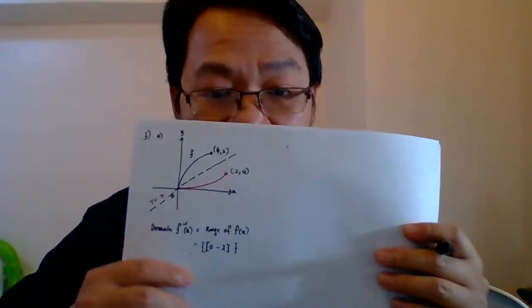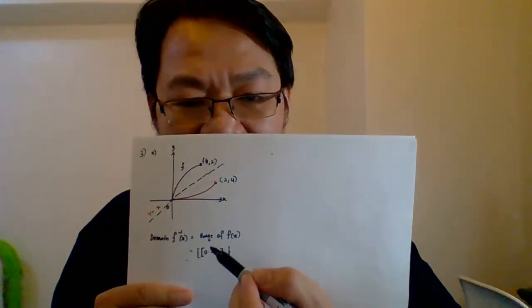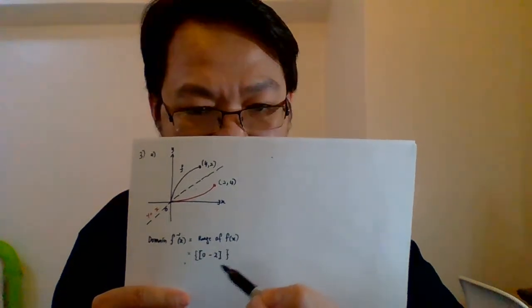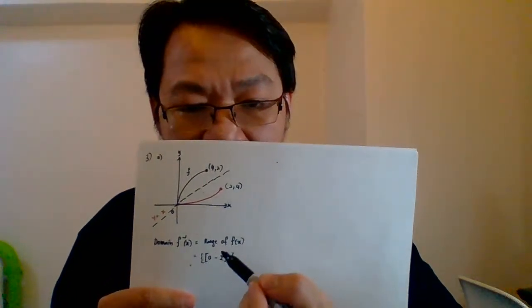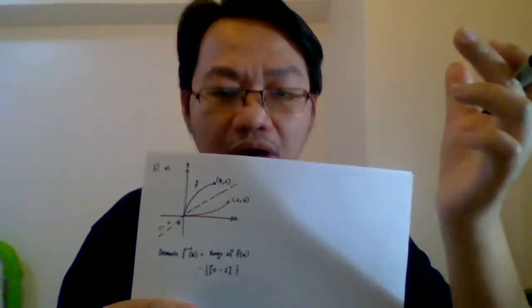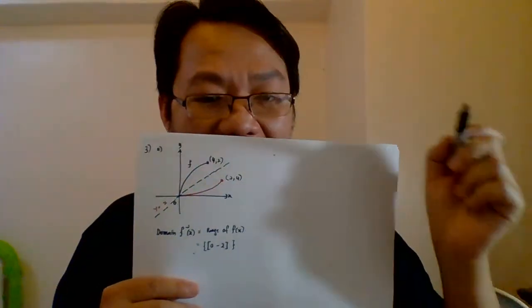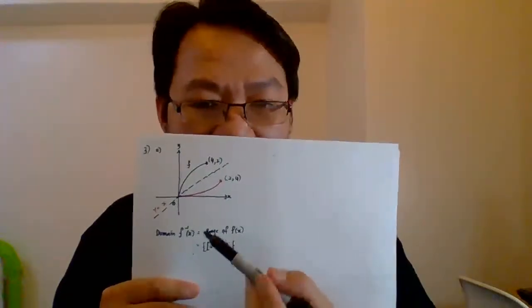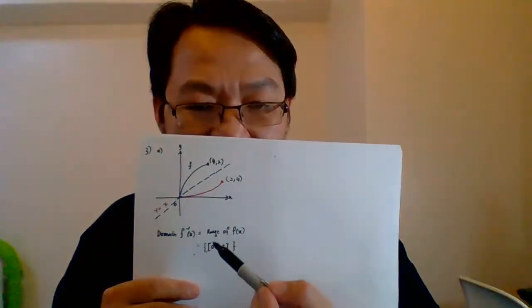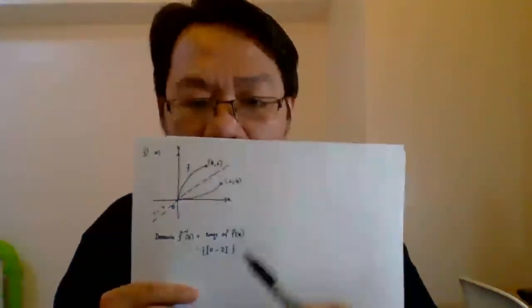So to write down the domain, we can write it down like this, from 0 dash 2, to make this the domain, codomain, whatever, and the answer from 0 until 2. So you must write down until 2.